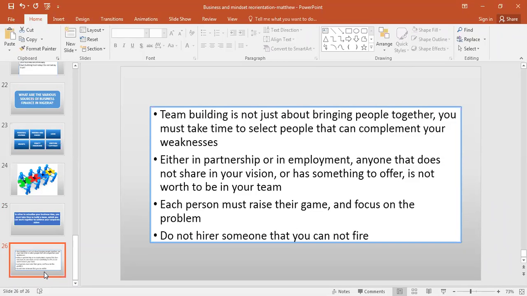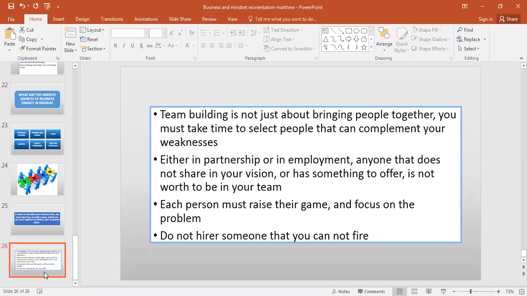Bring in HR people to join your team, people that can complement your weaknesses. Anyone that does not share in your vision should not be offered the opportunity to join your team, because it's going to become a bone in your throat. Everybody should always raise the game to achieve the organizational goal, which is solving problems. Do not hire someone that you cannot fire. Do not bring into your team somebody that will become a big problem to you. If you can have a very good team, then it will be very, very easy for your business to scale.